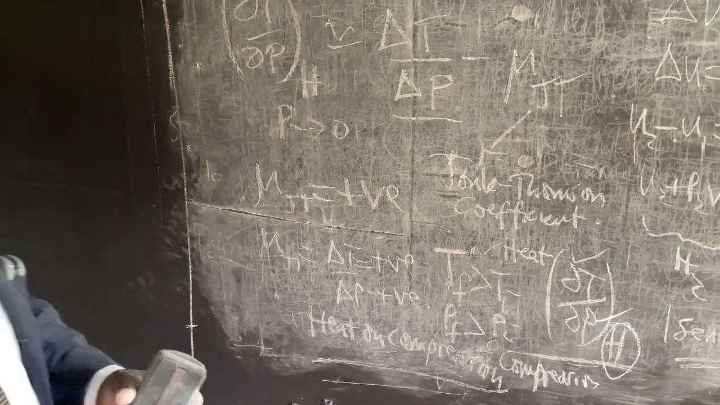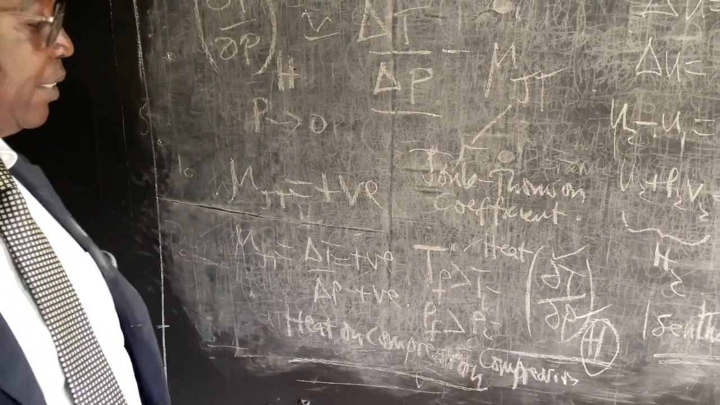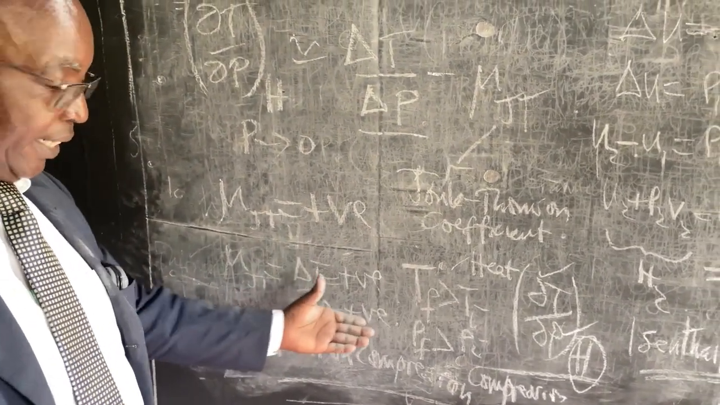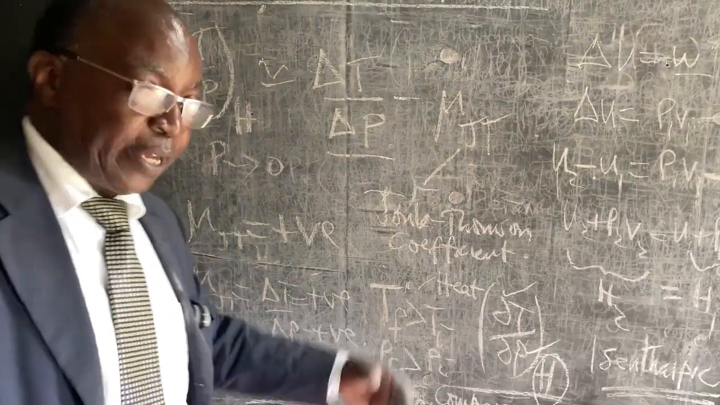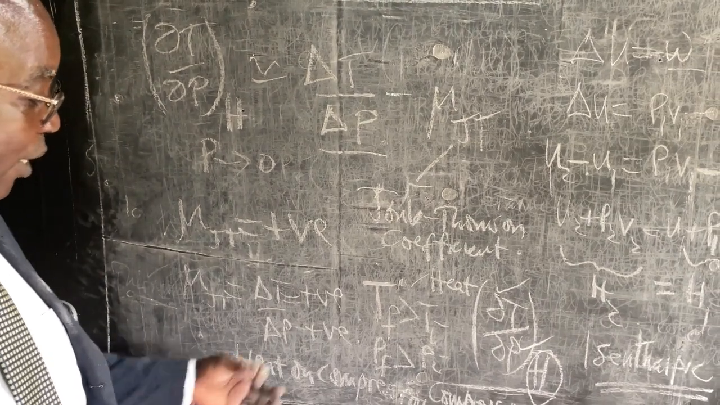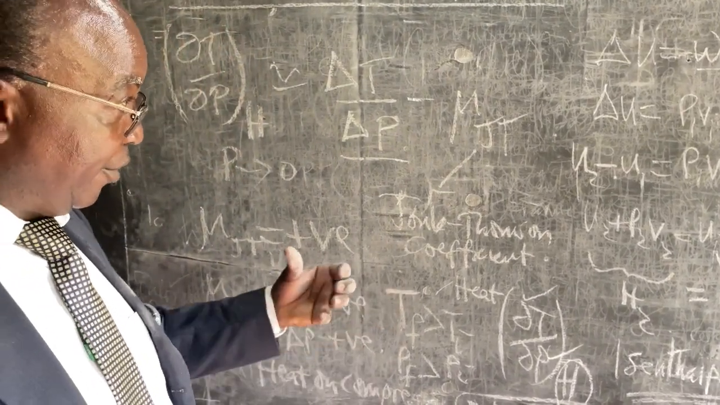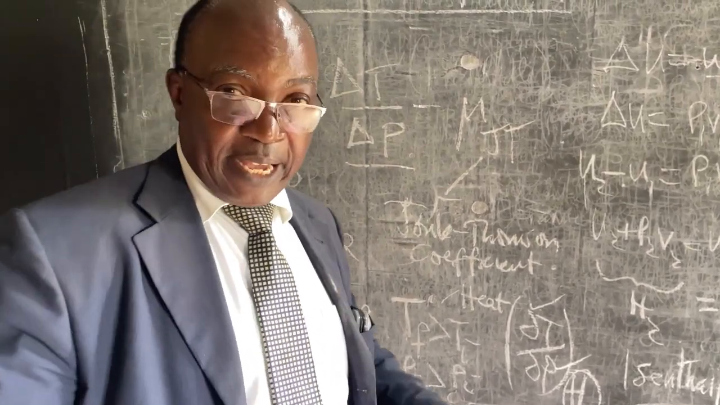Now you can work with one where delta T is negative. That means T final is less than T initial, and delta P is negative, meaning P final is less than P initial. Then you can do the interpretation. In that case, you will see that it actually cools on expansion. And so Joule-Thomson coefficients are a very important quantity in science and engineering.